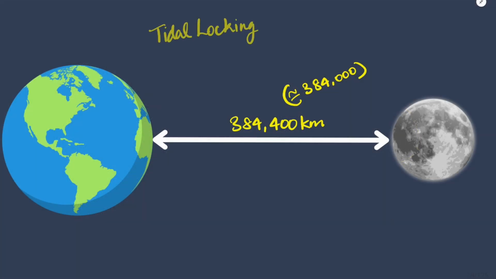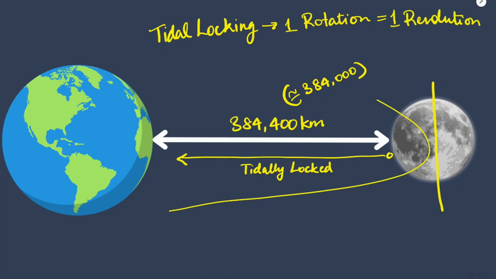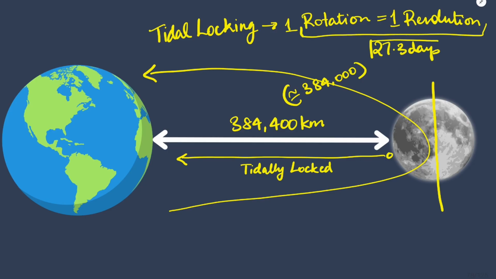Let's see the concept of tidal locking. The Moon is tidally locked to the Earth. This means the time it takes for one rotation of the Moon around its axis is equal to the time it takes for one revolution of the Moon around the Earth. Both the rotation and the revolution take 27.3 days.